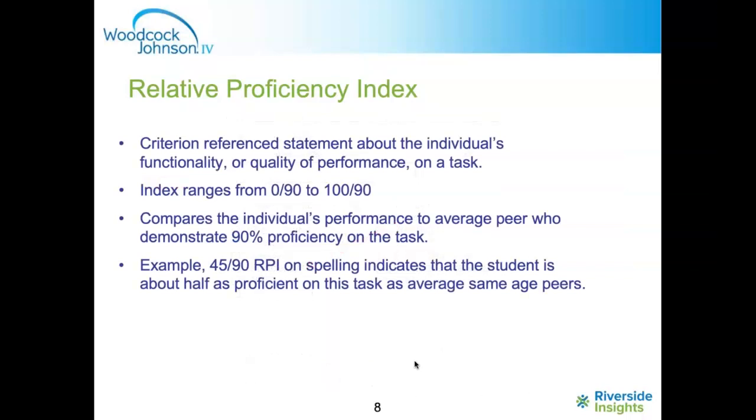So let's define the RPI. The RPI is a criterion reference statement about an individual's quality of performance. The scores are in the form of a ratio, with the denominator being 90 and the numerator varying from 0 to 100. The 90 is where the average peer demonstrates 90% proficiency on the task. For example, 45 over 90 on spelling indicates that the student is half as proficient as same age peers.